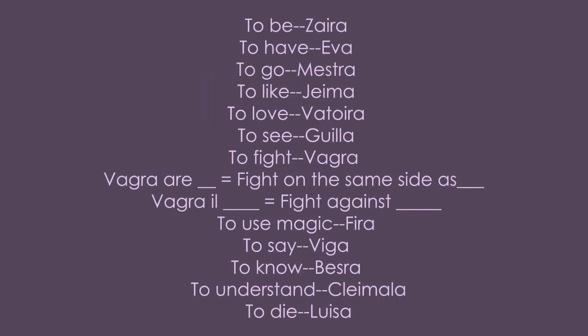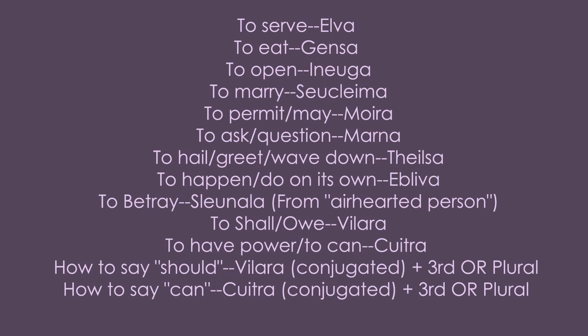To be, Zera. To have, Eva. To go, Maestra. To like, Jaima. To love, Vatuara. To see, Gula. To fight, Vagra. If you fight on the same side as someone, you say Vagra ar. If you fight against them, then you say Vagra il. To use magic, Fira. To say, Viga. To know, Besra. To understand, Klimala. To die, Lusa. To serve, Elva. To eat, Genza. To open, Inuga. To marry, Suklima. To permit, Muara.